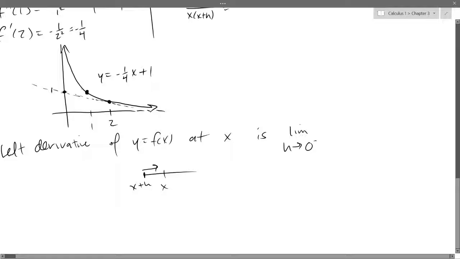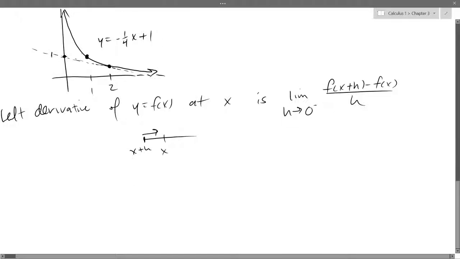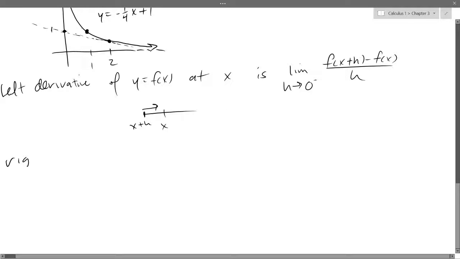And of course, this is positive side. There's x, I want to approach on this side. So I need h to be a small, positive quantity. So I'm not putting these in a box. You don't need to memorize them. I could put them together if I know both of them exist.